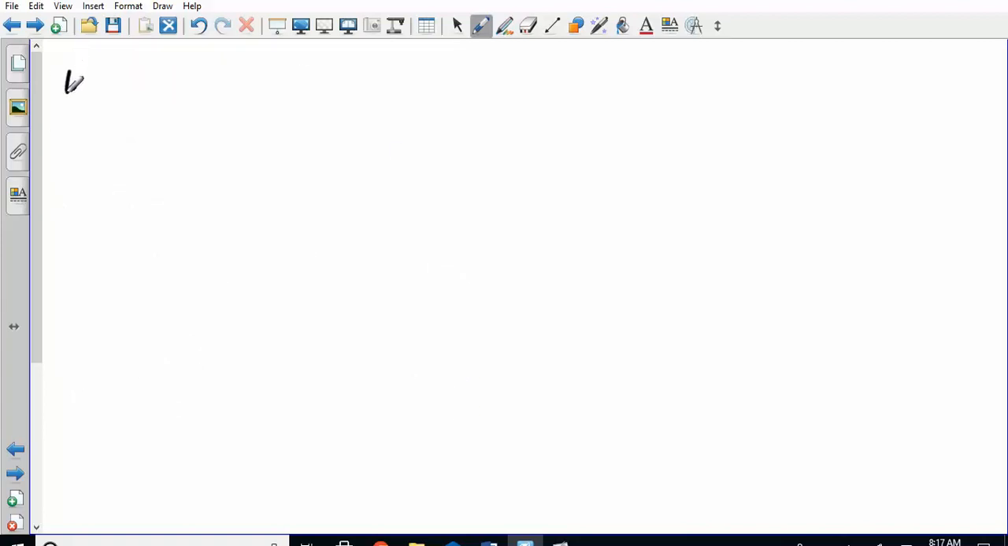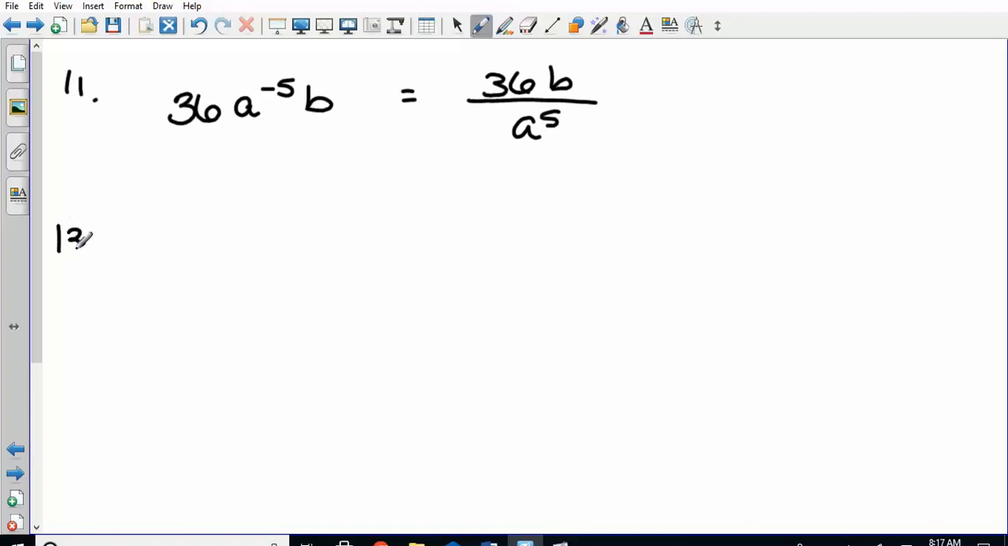Okay, so problem 11. Multiply the coefficients. So -9/4 times -16 is 36. a to the -2 times a to the -3, you add those exponents, so you get a to the -5. b to the 7th times b to the -6 just gives you a b. So your final answer, you have a 36b on top, a to the 5th on the bottom.